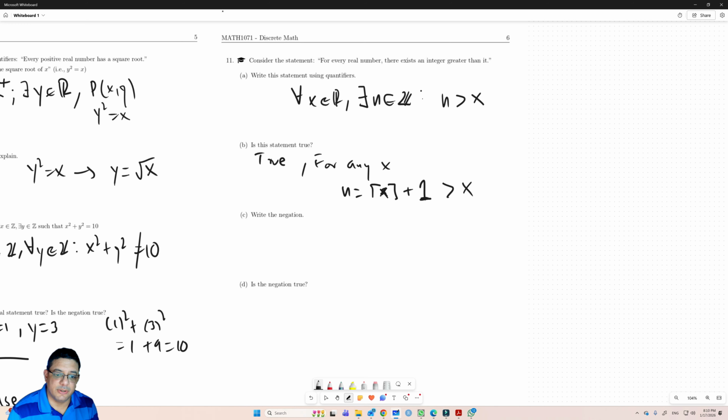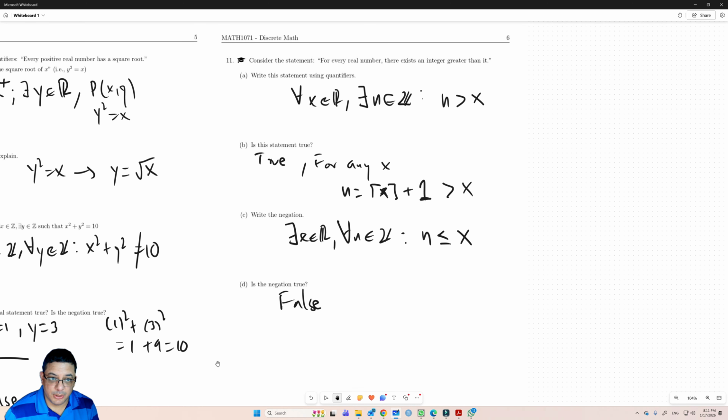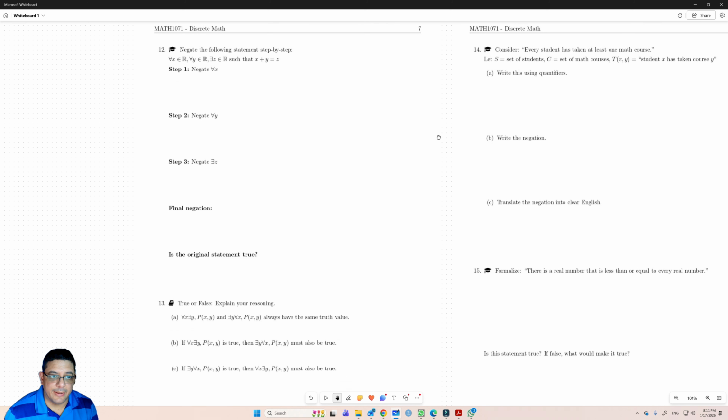Now, the negation of the original statement will be: there exists an x that belongs to R, for all n that belongs to Z, so that n is less than or equal to x. And is the negation true? Well, because the original statement is true, then this is going to be false. All right, moving on. Question 12.